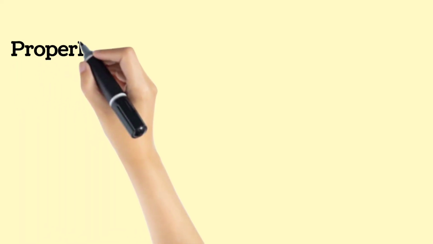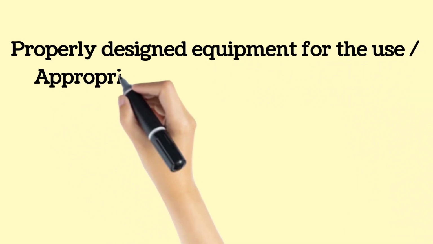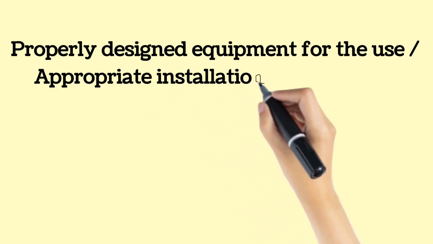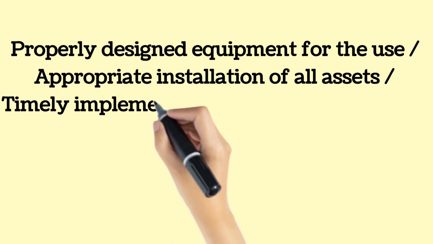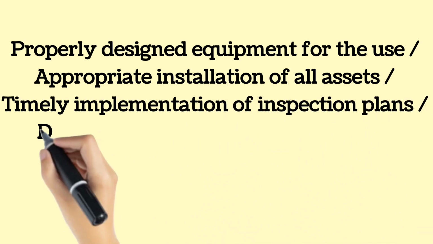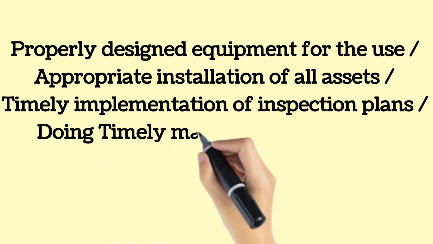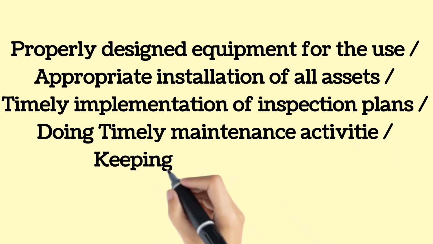In terms of ensuring the integrity of assets and extending the remaining life, various actions could be taken. These include proper design of equipment for the use, correct installation of all equipment, ongoing inspections of the equipment, perpetual testing of the equipment, enacting necessary maintenance, and training of all employees in regards to ongoing integrity.